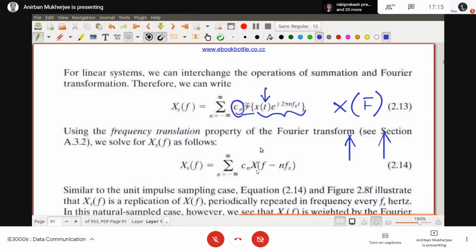So if I do the convolution, in the frequency domain it is impulse kind. Because e to the power j 2 pi n f_s, what is the frequency response? Frequency response at f_s, 2f_s, 3f_s with c_n kind. So if I just do X_s(f), then c_n will be c_n times X(f minus n f_s). This is the shifting theorem. If you remember, it is the shifting theorem.